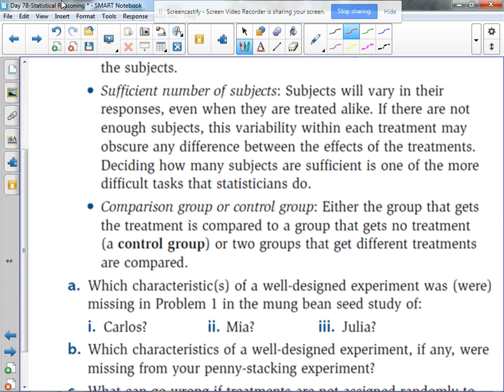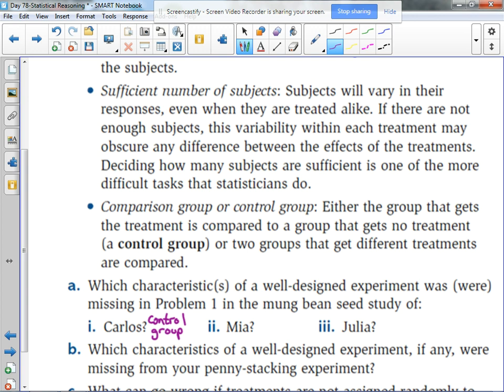So we kind of already talked about this, but let's review it really quickly. Which characteristics of a well-designed experiment was or were missing in problem 1 in the mung bean study of Carlos? Well, Carlos was definitely missing the comparison or the control group. We'll say control in this case because they weren't being put in the microwave. And you probably could argue the sufficient number as well. But the main thing with Carlos is the control group.